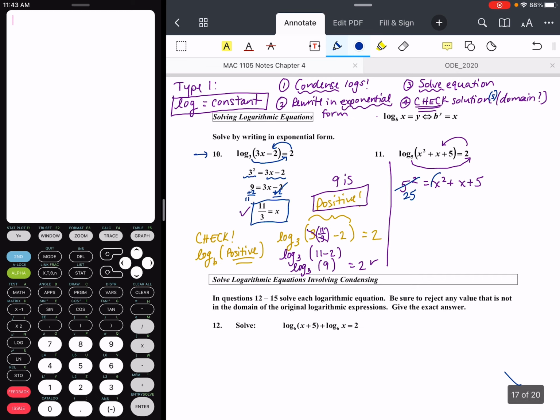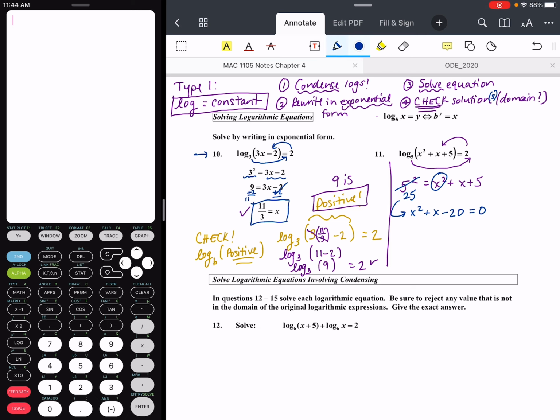And I see that we have a quadratic equation here. So let's go ahead and set the equation equal to 0 by subtracting 25 from both sides. So I'm going to rewrite this equation as x squared plus x plus 5 minus 25. Oops, sorry, so that's going to be minus 20 equals 0. So I just subtracted 25 from both sides to 0 out that right side. Erase that.